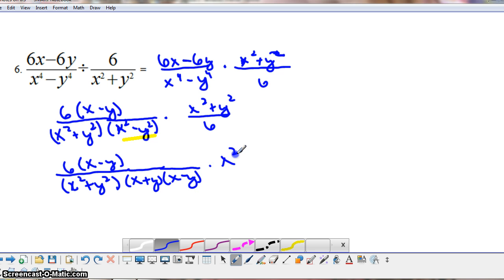And if you notice here, we have an x squared plus y squared in the numerator, and we also have an x squared plus y squared in the denominator, so those will cancel. And we also have a factor of x minus y that can cancel, and we also have factors of 6 that can cancel. So we've actually canceled out all the factors in the numerator, but we're still left with a factor of 1, and in our denominator we're left with x plus y.